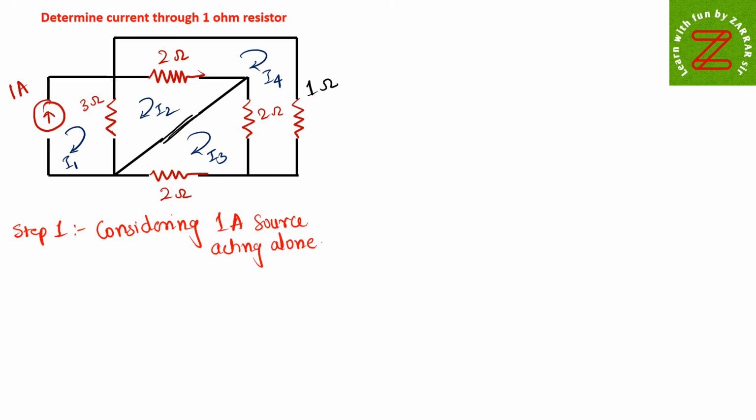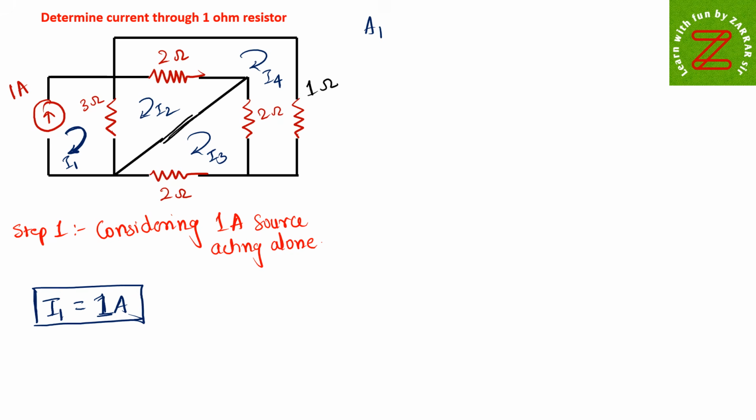But if you look properly, you can directly write, this is the current I1 which is flowing in this loop, and there is a current source given directly. So you must be aware of the concept that we can write I1 is equal to 1 ampere directly, since there is no other current in that loop. So I1 is directly 1 ampere, which is a very simple part of the problem.